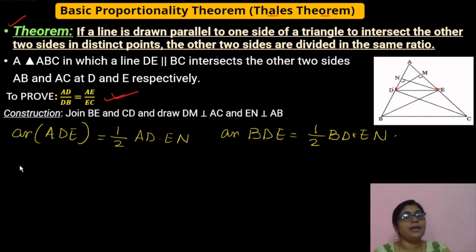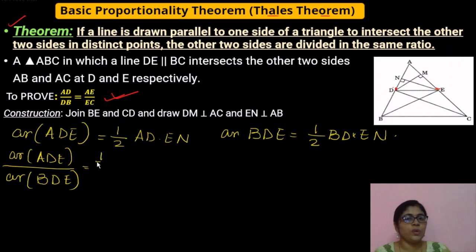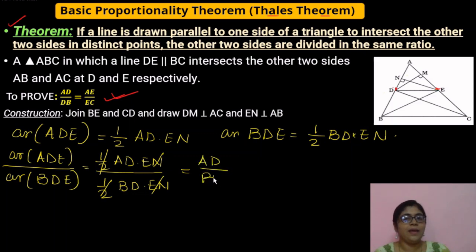So, if we divide area ADE by area BDE, what will we get? This equals half AD into EN divided by half BD into EN. So, half EN is cancelled. So, this is equal to AD by BD.